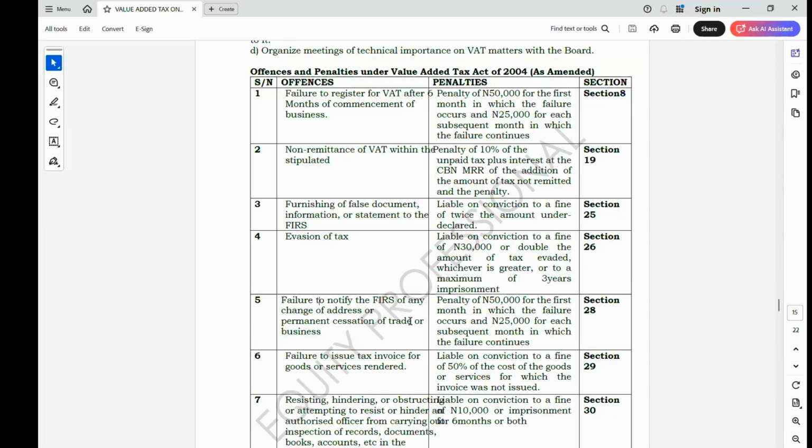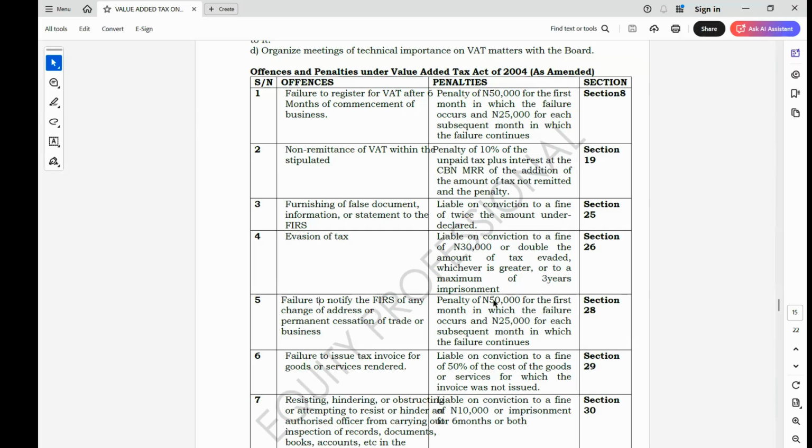So when you cease operation, you are also expected to give FIRS that notice within 3 months of cessation. So when you fail to do that, you are also liable to an offense. Penalty of 50,000 in the first month after the failure occurs, and 25,000 for each subsequent month in which the failure continues.